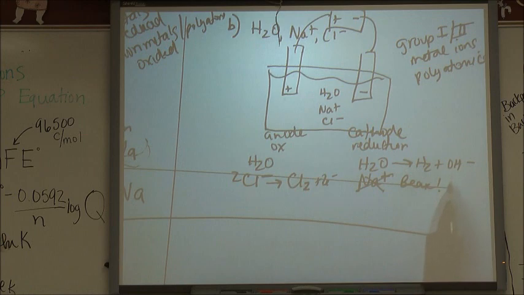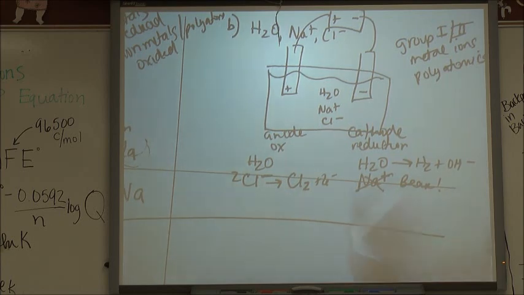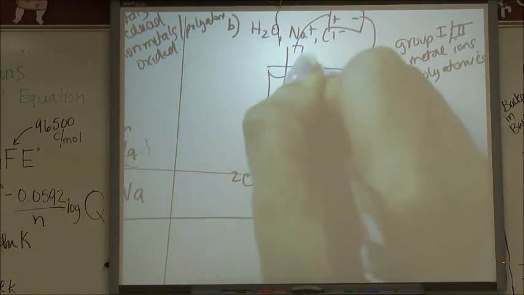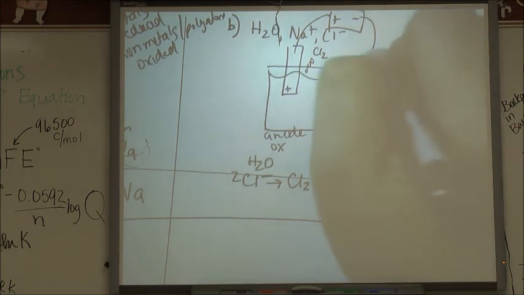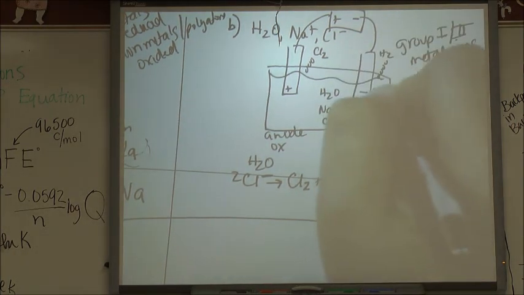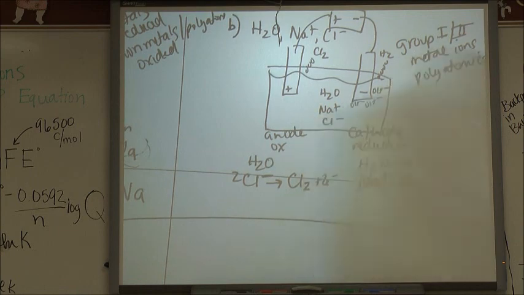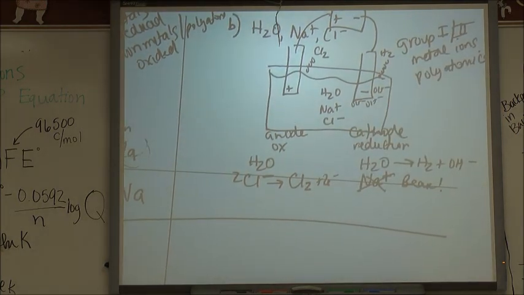So, with that being said, if that's basic, and H2 is being produced, we know that in this picture, we're making chlorine gas at the anode and hydrogen gas at the cathode with some OH minus hovering around the cathode. So, an AP equation would be very different.